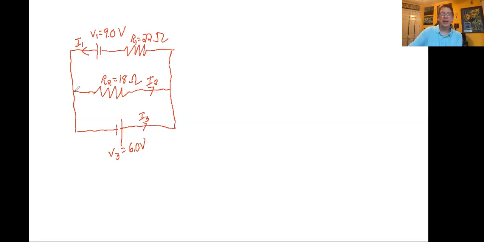So again, we have our junctions. And so there are 2 junctions, which means you have 1 independent junction rule equation. So if you look on the left, I1 comes in, I2 and I3 go out. So I1 is equal to I2 plus I3. So that's the junction rule.